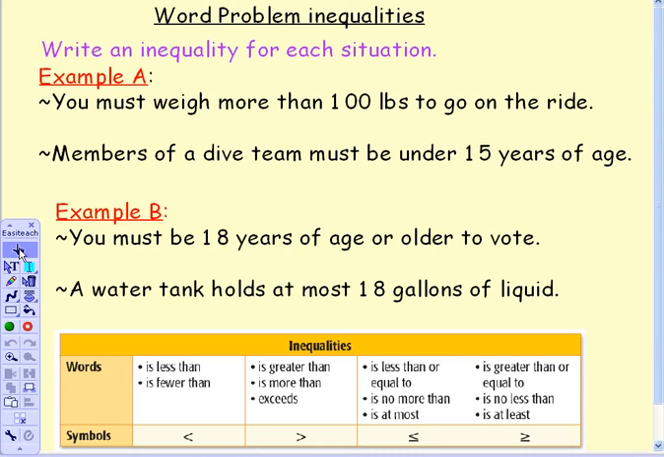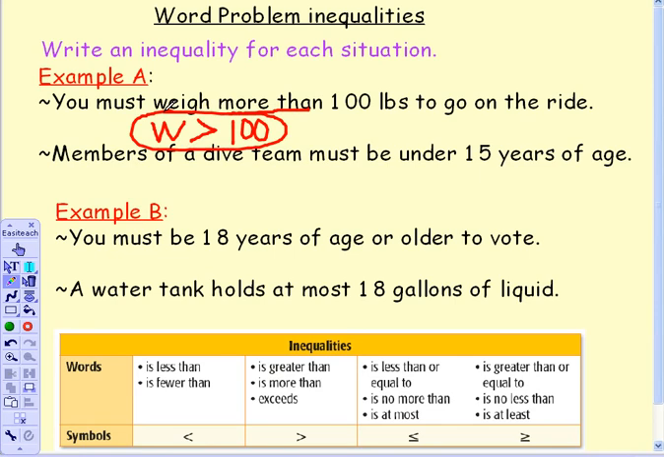So in our first example A, we've got a situation where you must weigh more than 100 pounds to go on a certain ride. This is kind of like at a fair or something like that. For safety reasons, you have to weigh more than 100 pounds. They don't want you flying off the ride. So your weight, maybe we'll call that W, has to be more than, so that means we're going to use our greater than symbol, and 100. So your weight has to be greater than 100. And that's all we're looking for, just writing that inequality to represent that situation.